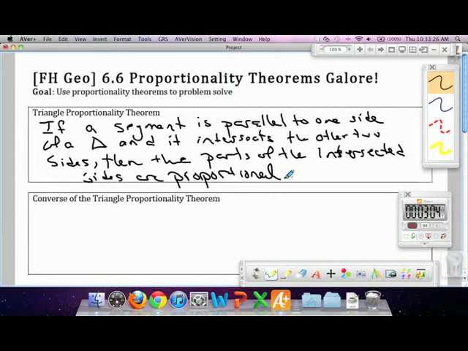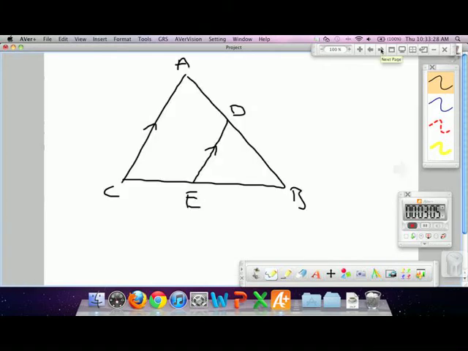So for example, in our little drawing here, if I know this setup, then I can claim the following proportions. I could say that AD to DB has got to be the same proportion as CE to EB. These two sides and these two parts are proportional, is what this theorem says.